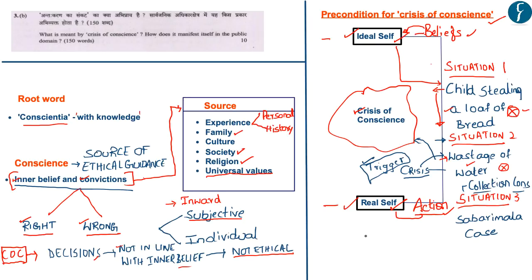Now, the revival of the debate between religious freedom and constitutional morality in the Sabarimala case clearly depicts a state of crisis of conscience, in which deeply embedded beliefs of liberty, equality, and fraternity that the Constitution prescribes are fighting with the practice of gender discrimination that is attributed to a particular religious belief.